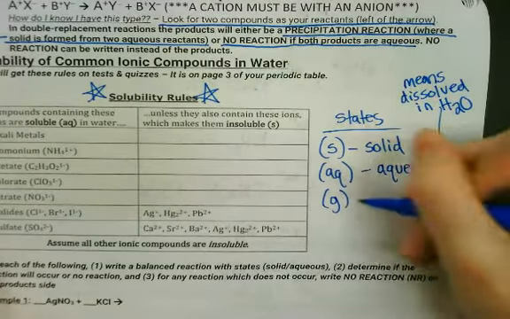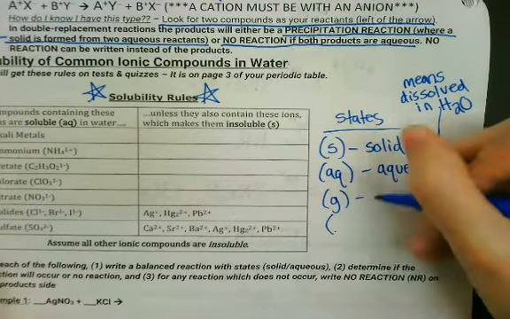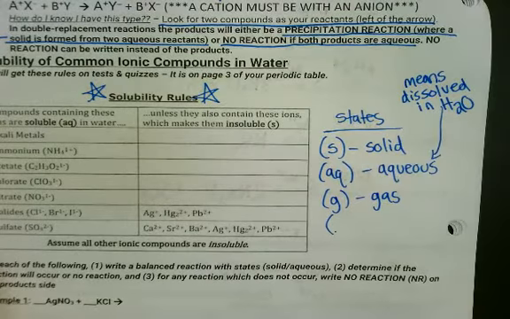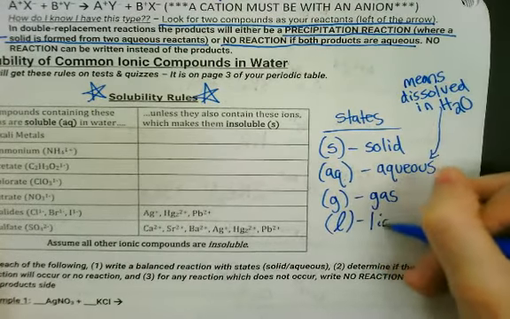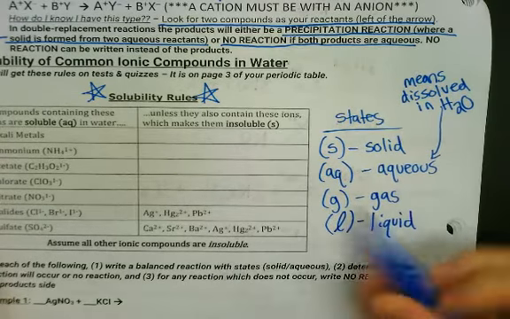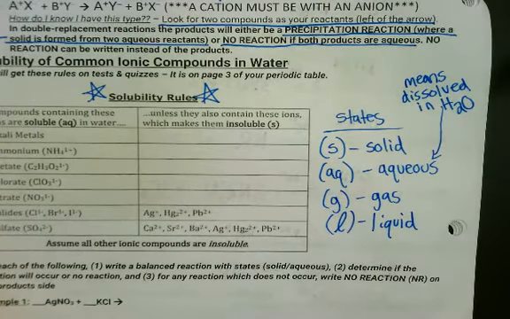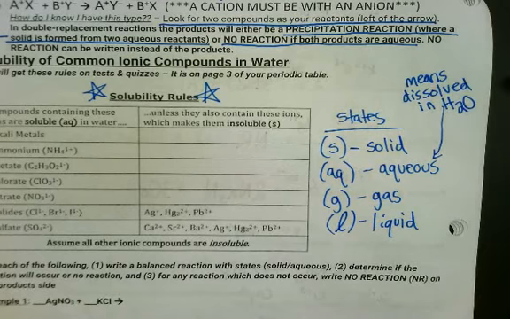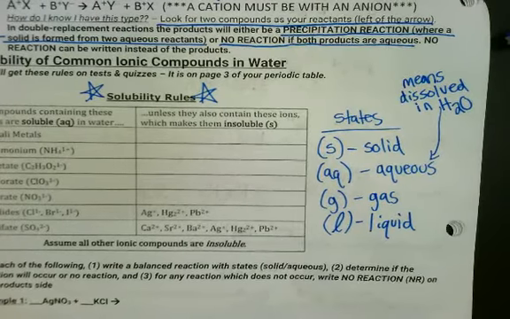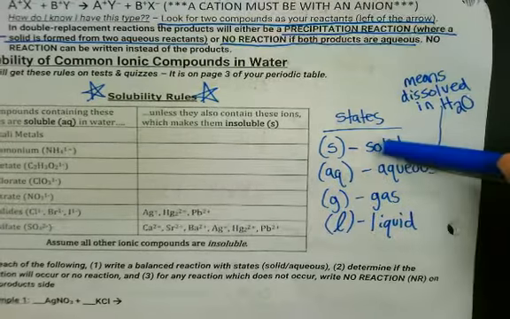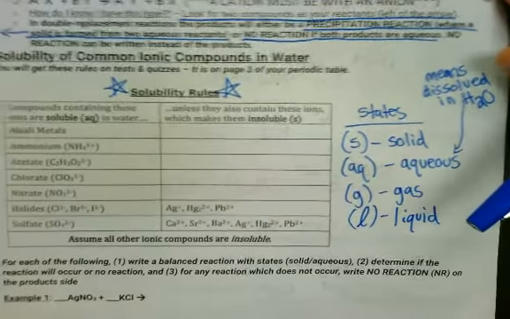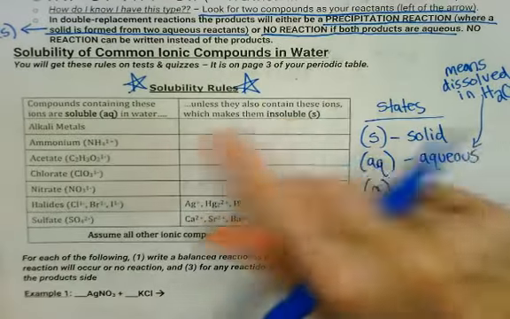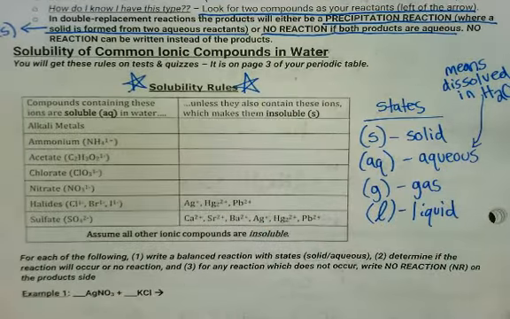And then the other two state symbols that you will see are lowercase g for gas and that cursive L for liquid. We like to write it with a cursive L so that we don't mistake it for a 1. That is our symbol for liquid. The two most important ones that you're going to see with double replacement reactions are going to be that solid and that aqueous symbol. So we're going to keep these in mind as we look at our solubility rules chart.